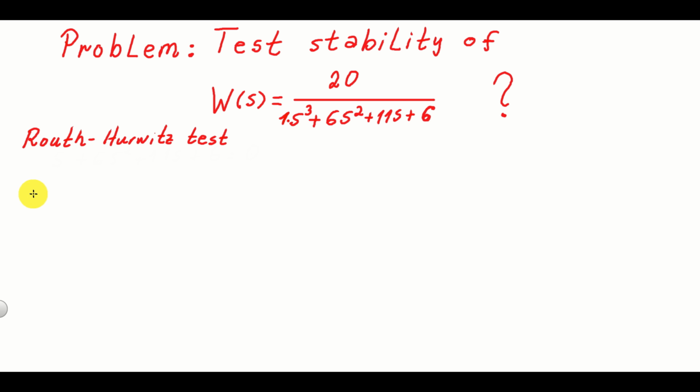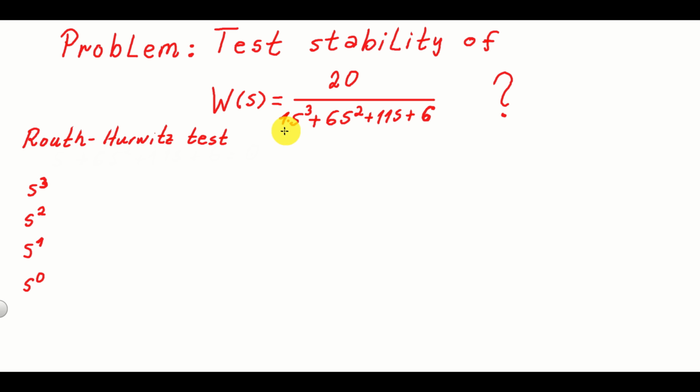The rows are associated with the coefficients of the corresponding terms over here. The first row will group the coefficients associated with s to the power 3. The second row will group the coefficients associated with s to the power 2. The third row with s to the power 1, and the fourth row with s to the power 0. So how do we construct this table?